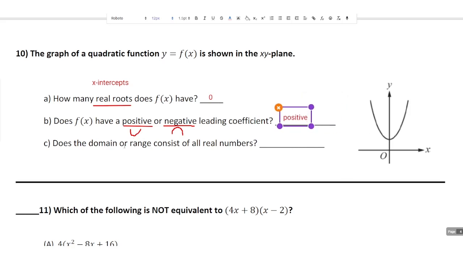Finally, does the domain or range consist of all real numbers? We can see the domain does, because there's no limitation to this going left or right, but the range does not consist of all real numbers, because there are no points below whatever this vertex is. So there are no negative y values, no 0 y values. We don't know exactly where this ends, but we know the range will not include all real numbers. So we'll just say the domain only.